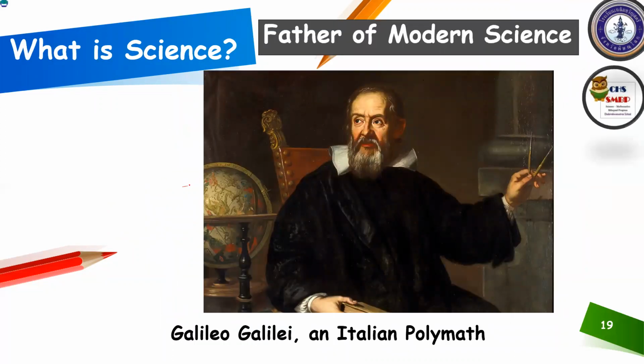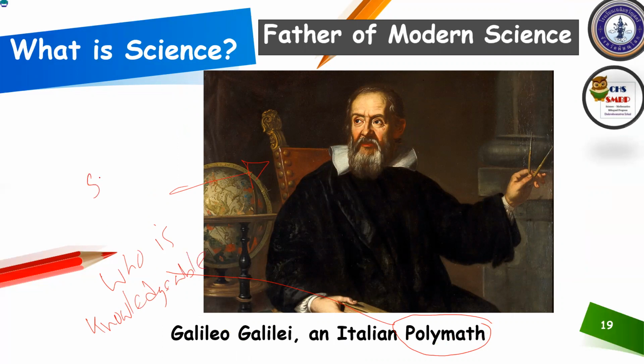Now, please look at this gentleman. His name's Galileo Galilei, an Italian polymath. So what is a polymath? A polymath is a person who is knowledgeable, who has a vast knowledge, right? Knowledge about everything, about science, about math, about statistics, about living organisms, about chemistry. So he was a man of knowledge, and he is the father of modern science.